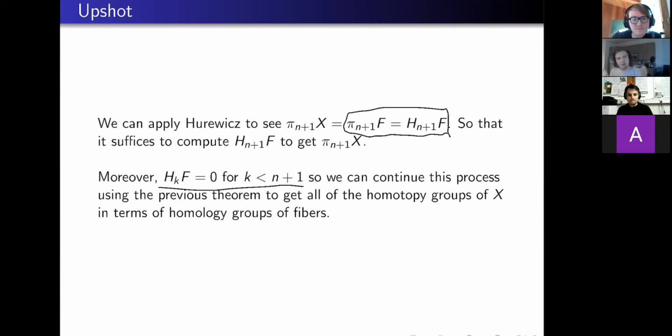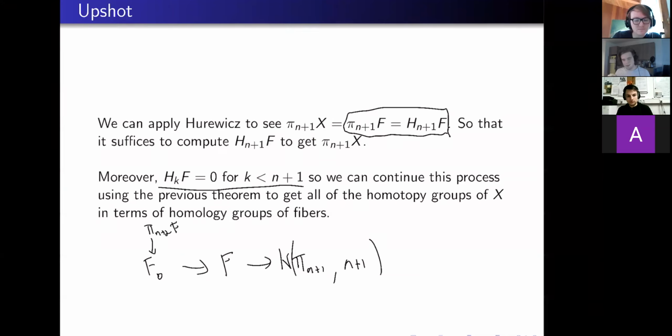Moreover, all of the homology groups of F are 0 up to n plus 1, which means we can redo this entire theorem from before, taking a map from F into K(pi n plus 1, n plus 1), take the fiber F0 of that, and do this whole trick over and over again. And eventually you can compute all the higher homotopy groups of X, right? Because this guy can compute pi n plus 2 of F, which is equal to pi n plus 2 of X.